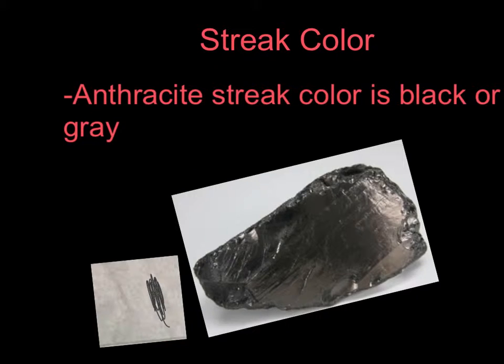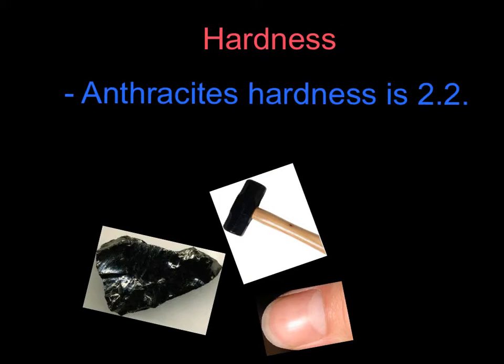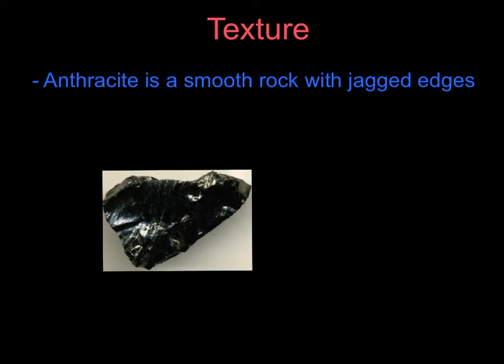Anthracite's streak color is black or gray. It depends how you want to look at it. Some people may say black or some people may say gray. Anthracite's hardness is a 2.2. It can be scratched very easily and is scratched by a fingernail. Anthracite's texture is smooth. You could also say it is jagged because of the edges it has.